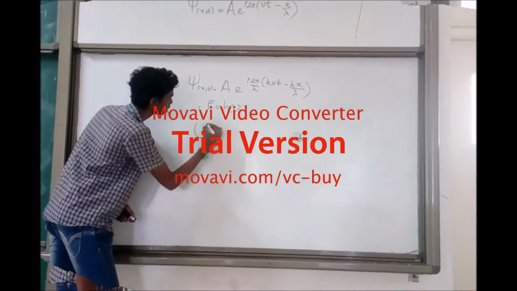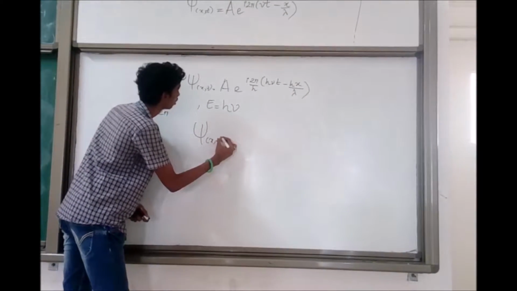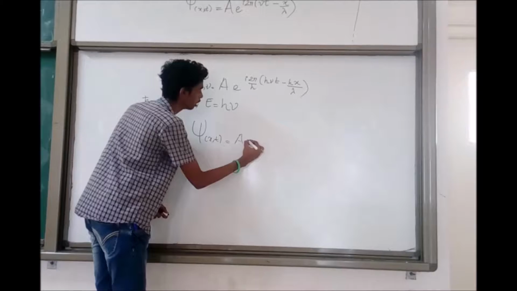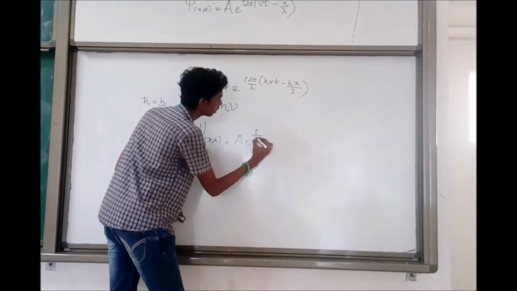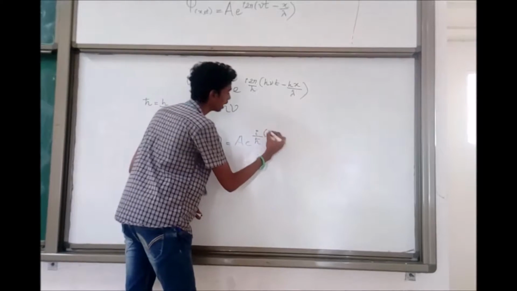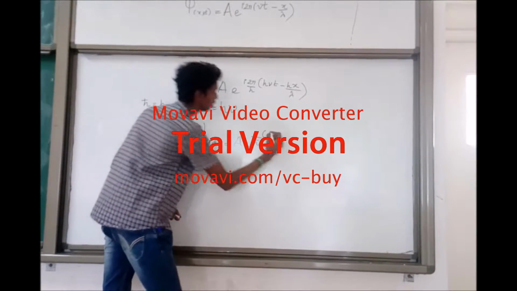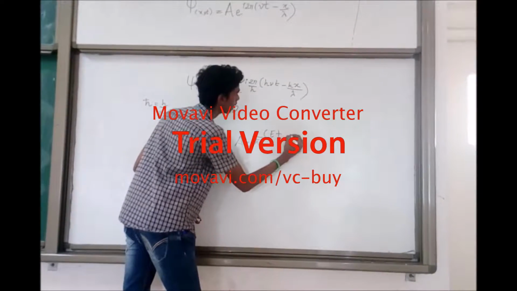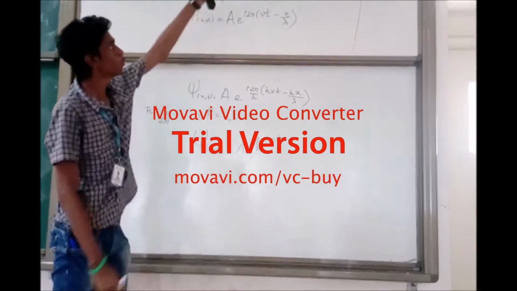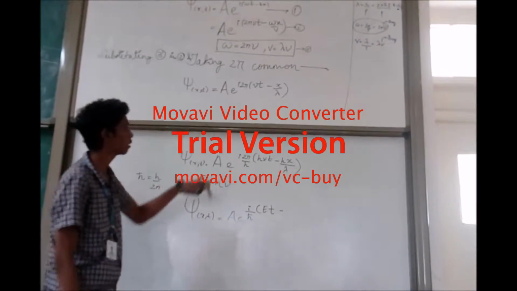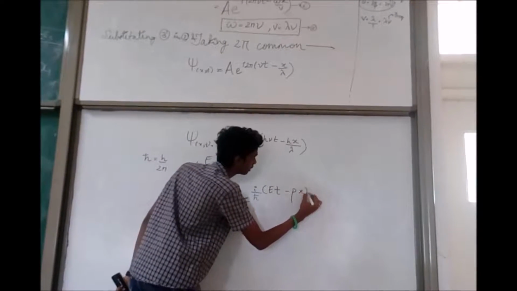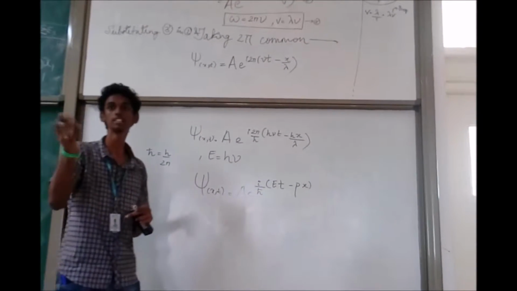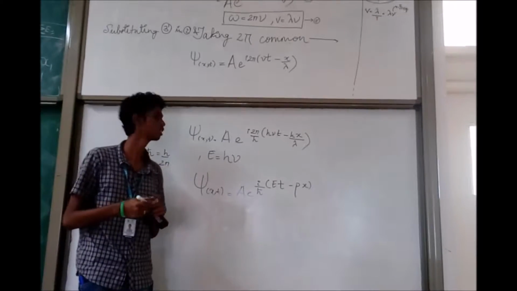As we know that psi x of t equals A e to the power i, bringing this 2 pi down, we get h cross. h nu will be equated with E, t minus, and as we know by de Broglie's equation, lambda equals h by p, and hence h by lambda will be equal to p. Hence this is the final equation. Now my friend Sayus will tell you the further steps of this Schrodinger's equation.